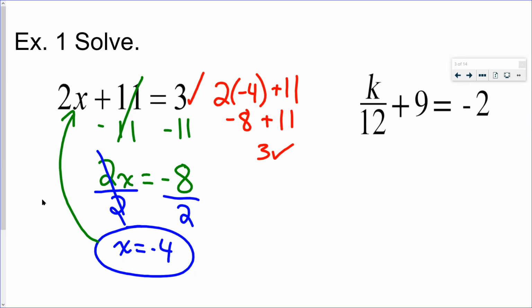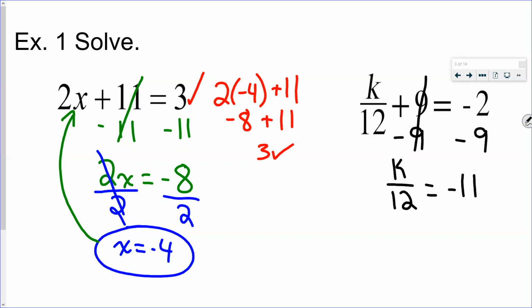All right, so let's look at another one. k divided by 12 plus 9 equals negative 2. Well, remember, let's work backwards. So let's get rid of the addition first. We're adding 9, so we're going to subtract 9. If I subtract 9 from the left, I have to subtract 9 from the right. The 9s go away on the left, leaving me with k over 12 equals negative 2 minus 9, which is negative 11.